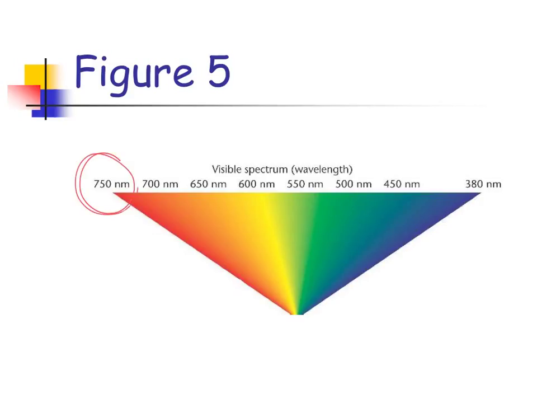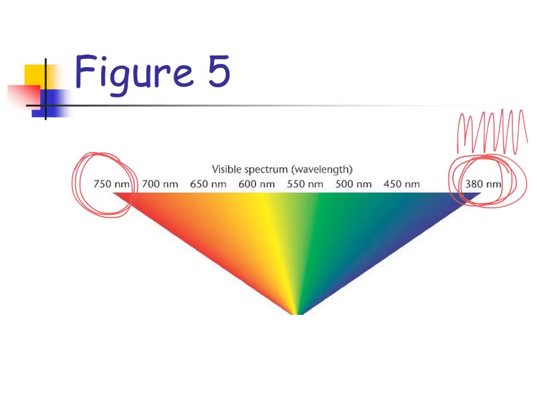Check this out. This is how many nanometers wide the wavelength is for red light. 750 nanometers is his wavelength. Look at violet light. His is only 380 nanometers. So his wave is a lot more scrunched together and looks like this. Red's is a lot longer and lazier and looks like this. So that's all we're trying to show you with this picture.